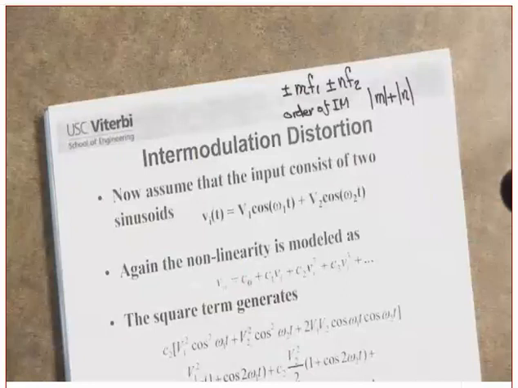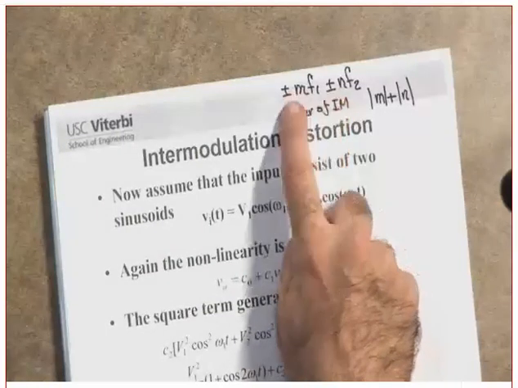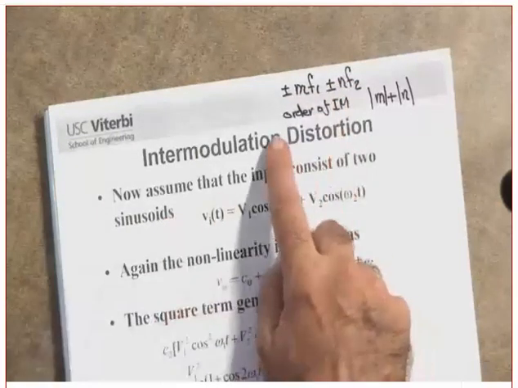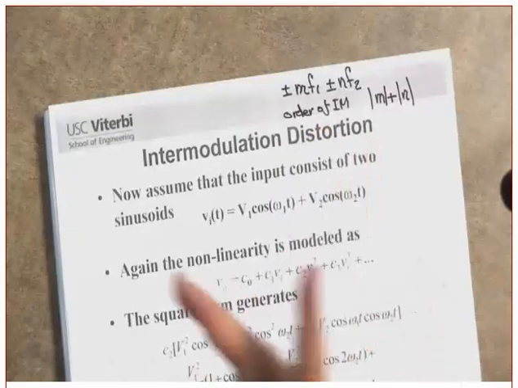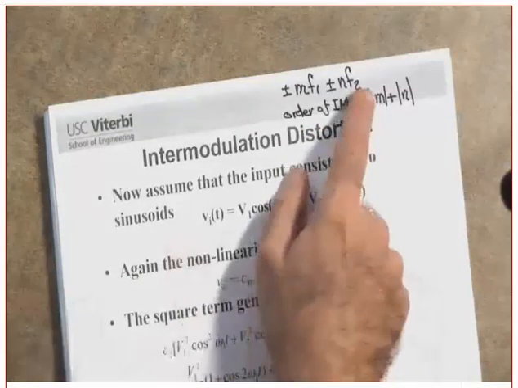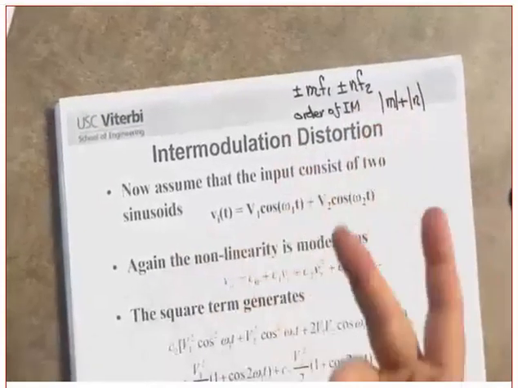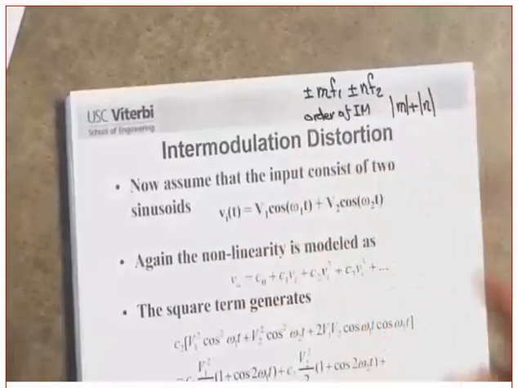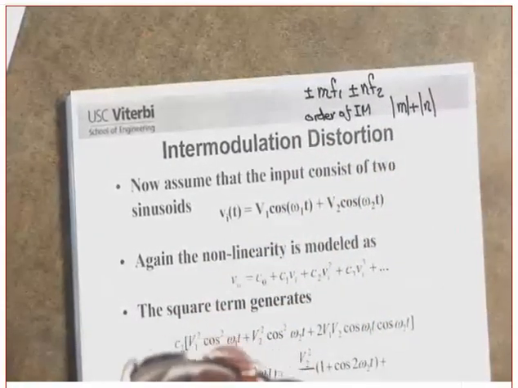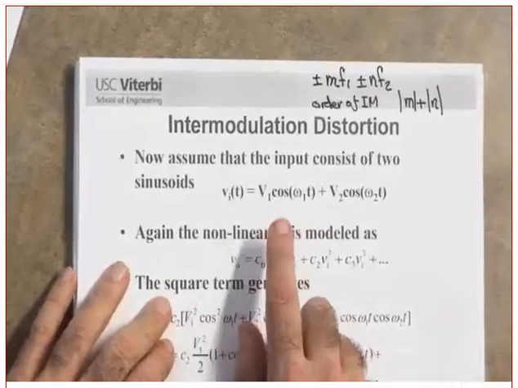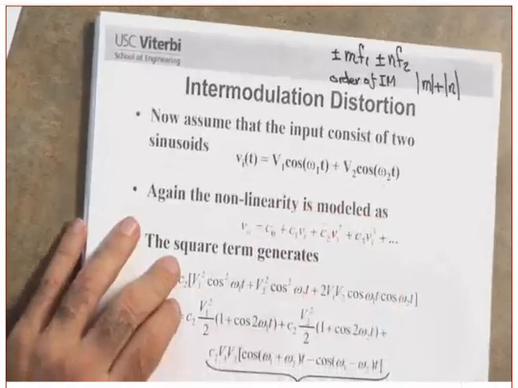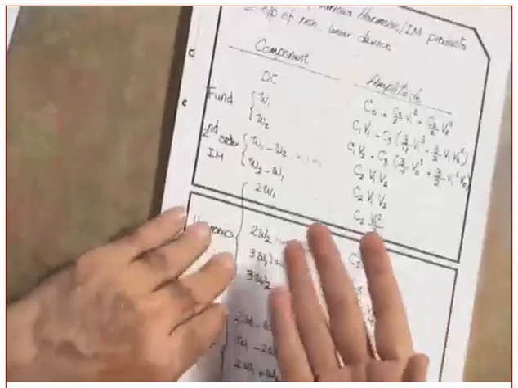Did you get it? So if M and N equal 1, 1, what does it mean? The order of the intermodulation is second order. Clear? Why did I take the absolute value? If I have a negative sign, it needs to be a positive sign. Clear so far? Okay. So we have this, and it's going to pass through the nonlinearity.